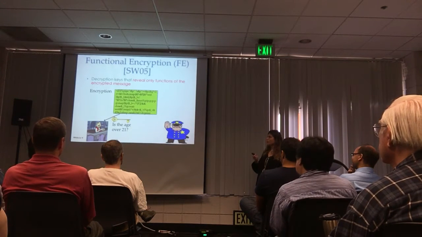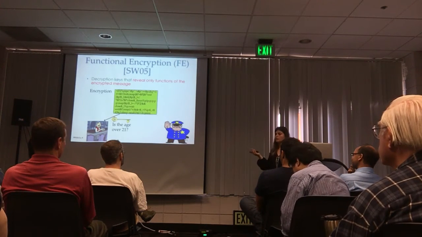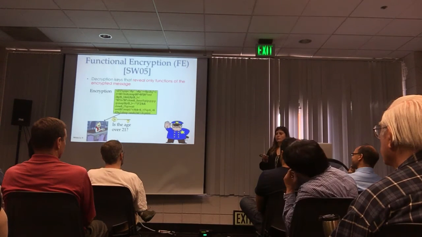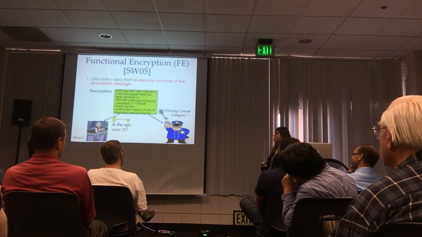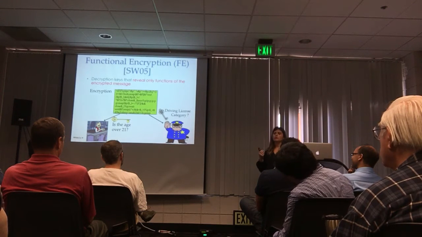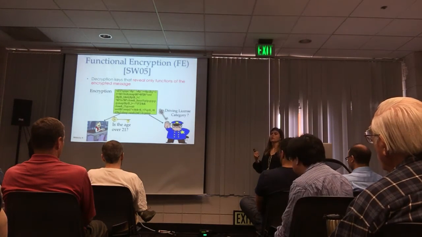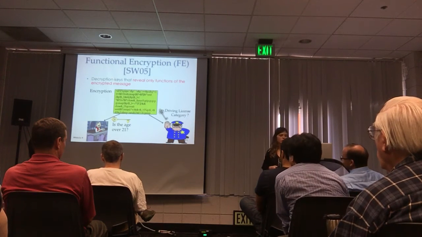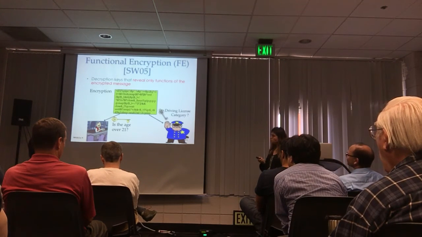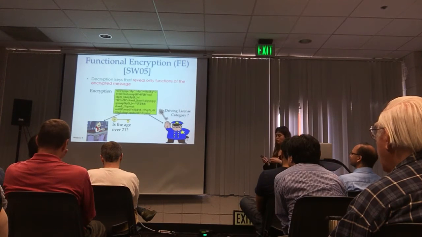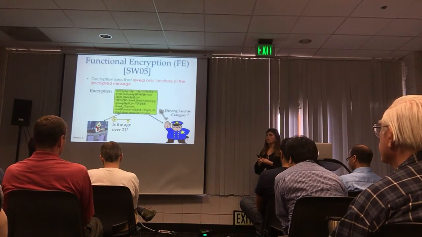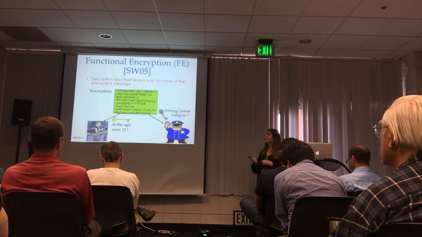On the other hand, if we have a policeman that stops Alice and wants to figure out whether she's allowed to drive the vehicle that she has, maybe this policeman will have only a decryption key that allows him to understand what is the driving category in her license. So this is the type of functionality that functional encryption will enable us to have.